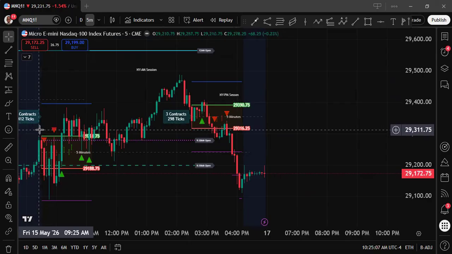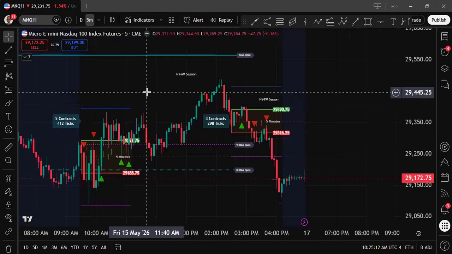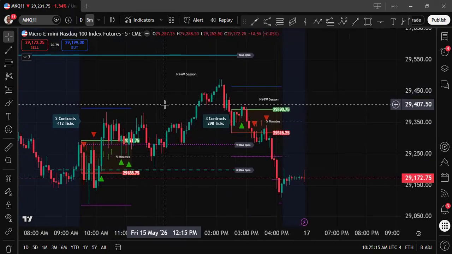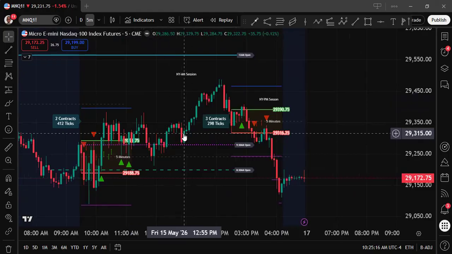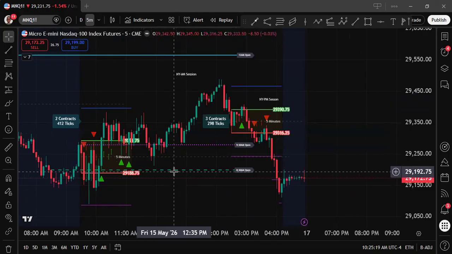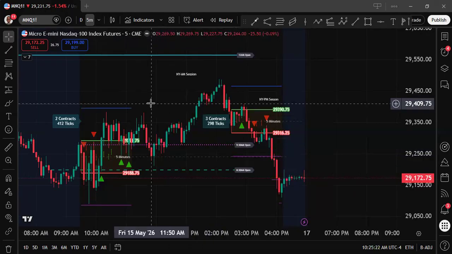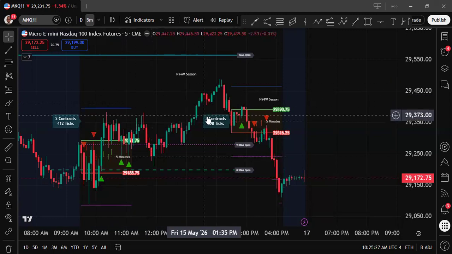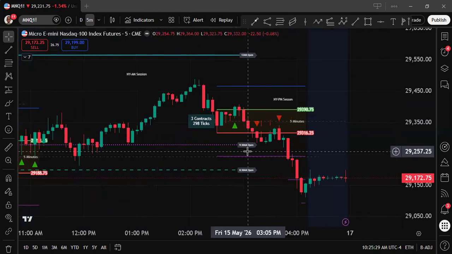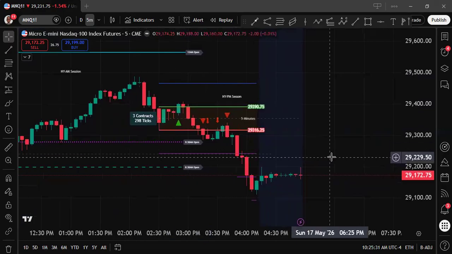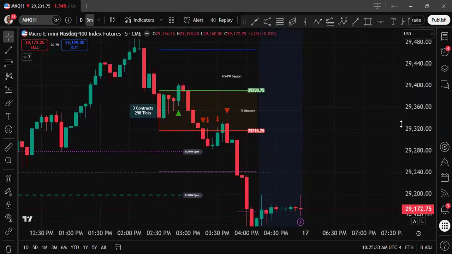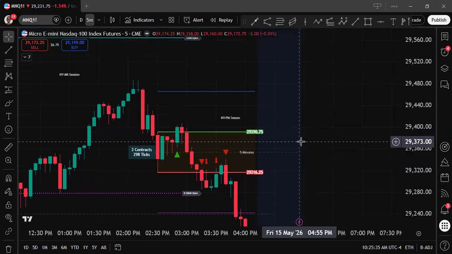One second. Let me see. All right, so here is the 5 minute time frame. Typically what I like to do is wait for a break and retest. Let me give you an example of what I feel will happen.